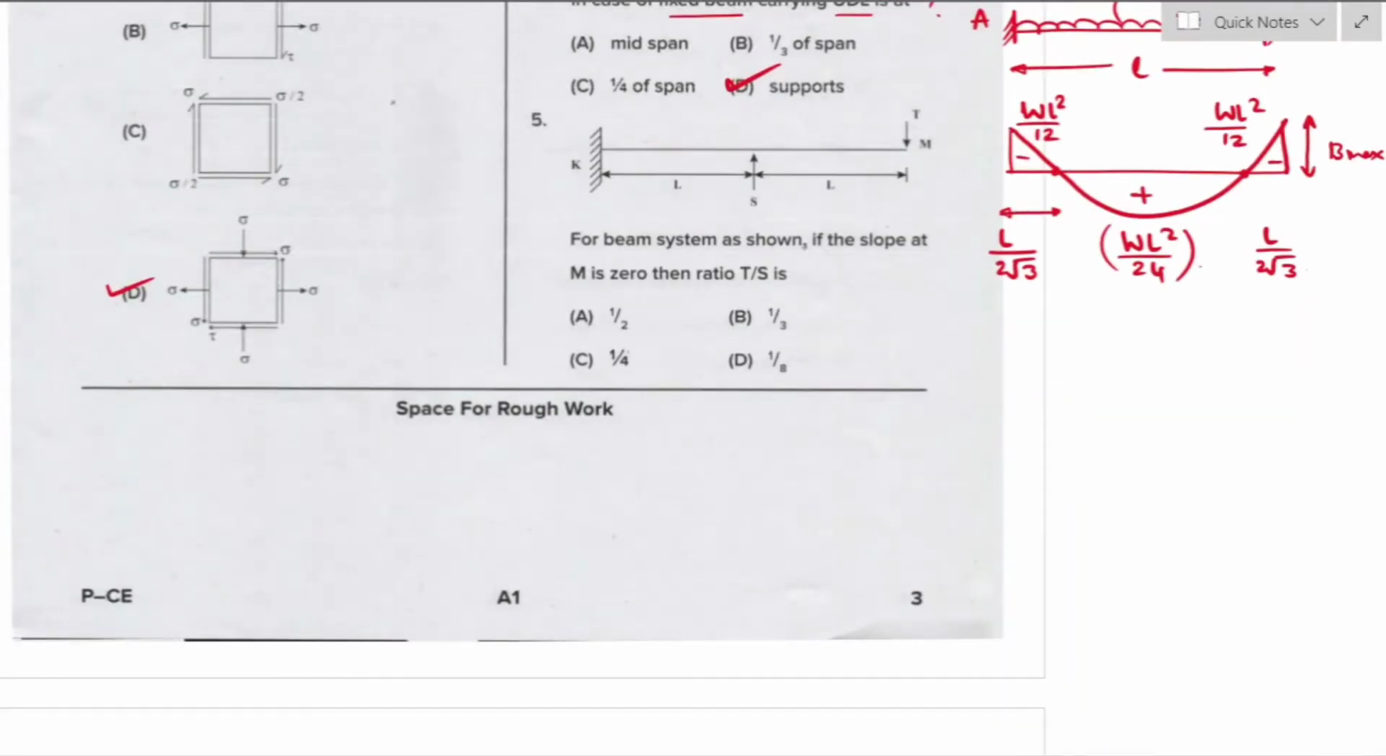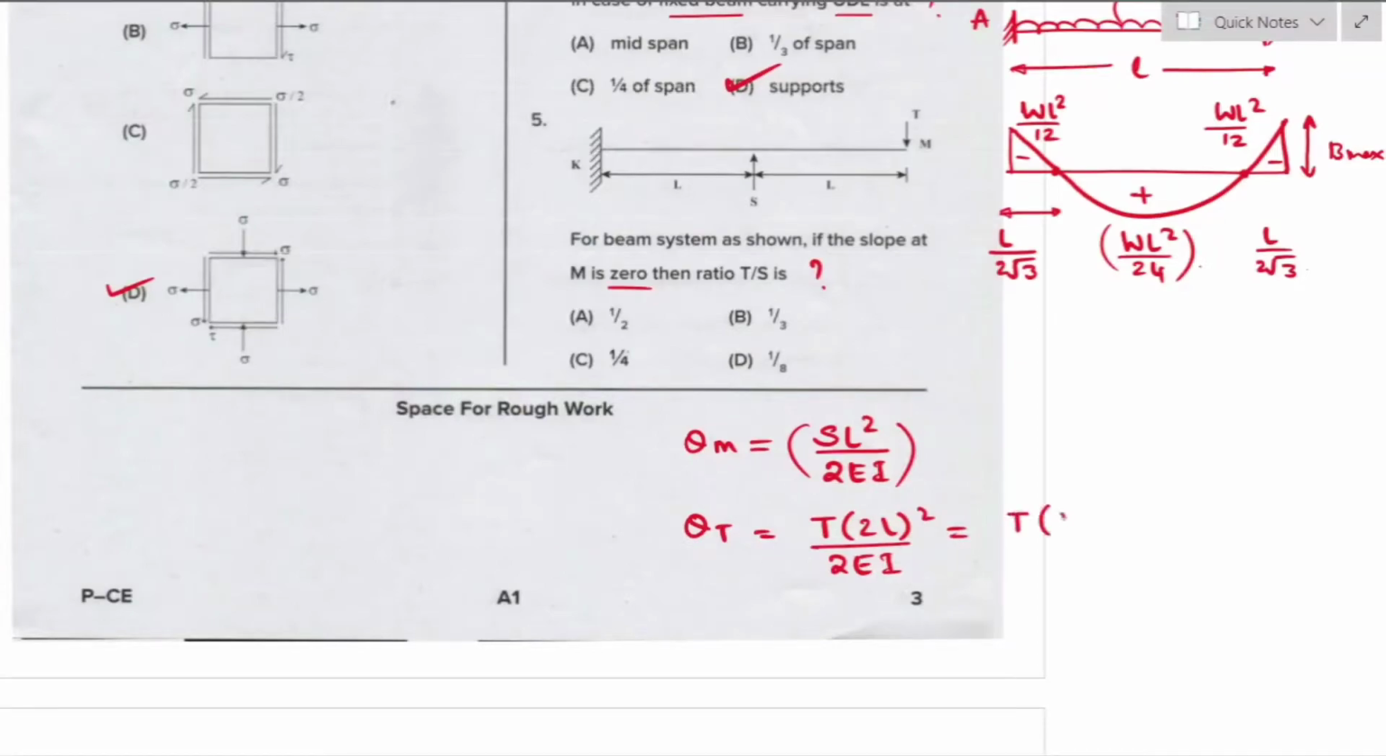Question number 5. For the beam system shown, if the slope at M is 0, then the ratio of T by S is equal to. Slope at M due to load S is S L square divided by 2EI. Slope at M due to load T is equal to T into 2L square divided by 2EI, which is equal to T into 4L square divided by 2EI. So 2TL square divided by EI.